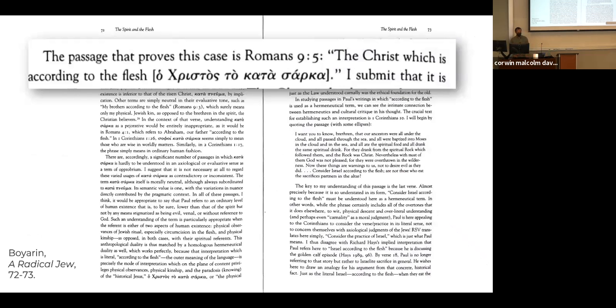For instance, two more slides and then we're done. The passage that proves this case is blank. I submit that it is whatever, right? So we have a topic sentence introducing a new verse, but that's building upon the previous thing. The passage that proves this case, right? So he's made a case, now he's drawing evidence to build upon it.